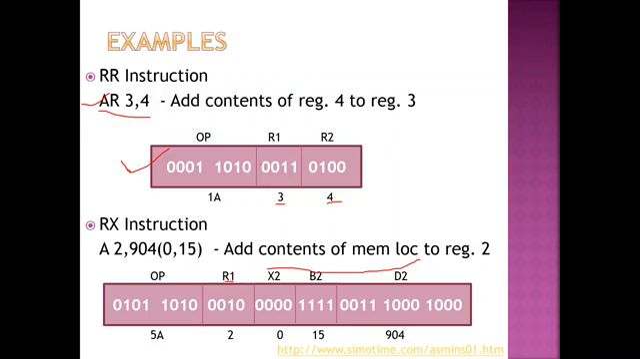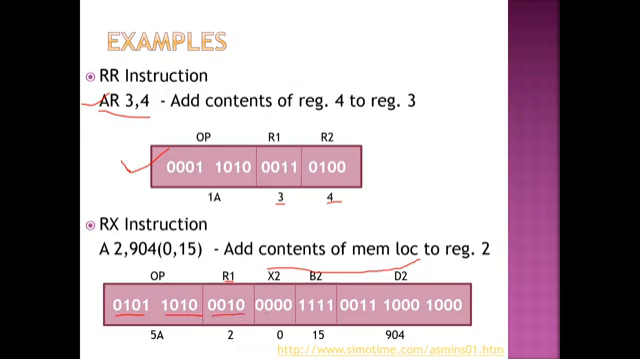The next RX instruction also I would like to give this detailed example. Again I told you A2 comma 904 of 15 0 comma 15. How do I fit into the format? The format is like this. First is opcode. Opcode for A is 5A. So I represent 5. I represented A. What is the first register I'm using? Register 2. So 0 0 1 0. Register 2 is what I'm going to use. That is my first operand.